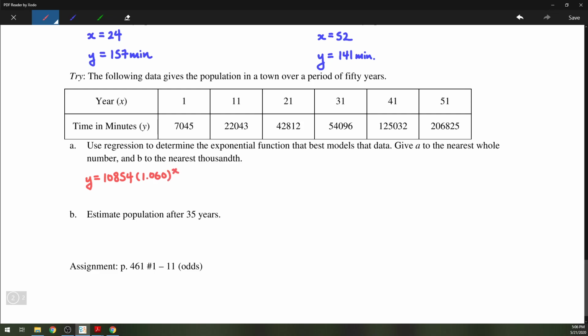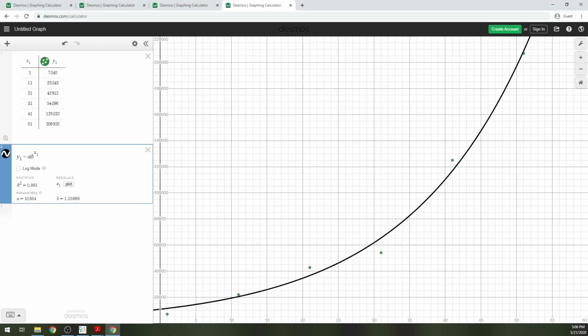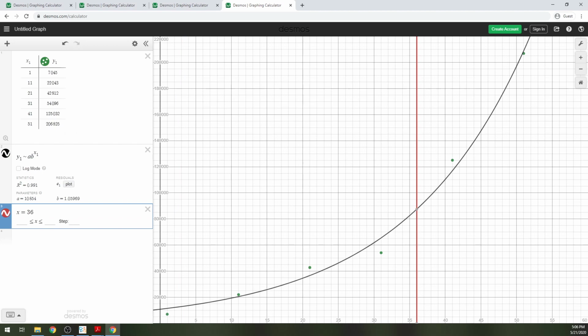And then it says after 35 years. It's a little bit confusing how it's written. I believe when I made the question, I meant to ask x is 36, so this is 35 years after year 1. Okay, so x is 36. Let's see what y is equal to in that case. Here, we simply make x equals 36, and the intercept gives us a population of 87,500.